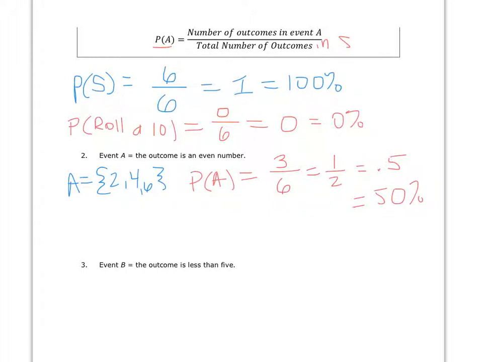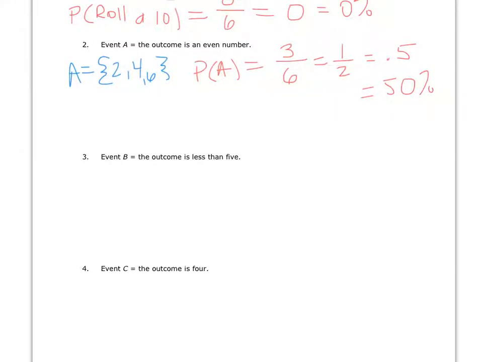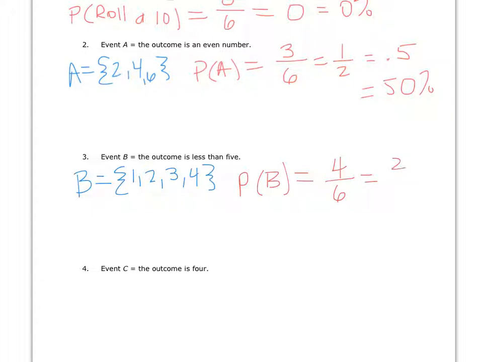All right, next one, event B, the outcome is less than 5. First, listing out the outcomes that are in that event. We get 1, 2, 3, and 4. 5 is not included. We only want values that are less than 5. Okay, finding the probability of that event B. All right, we just take that 4 over 6 and reduce that. We get 2/3. Okay, or we can write it in decimal form. All right, it would be 0.33. We would round that to 2 decimal places, and we get 0.33.